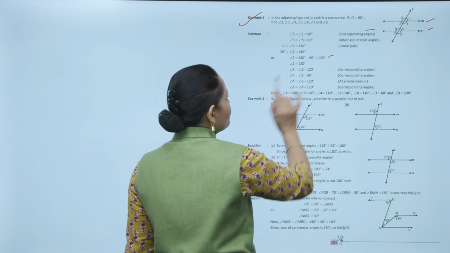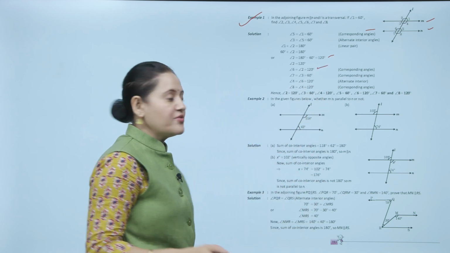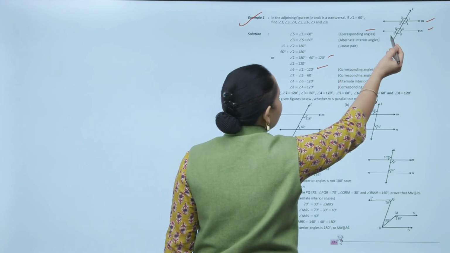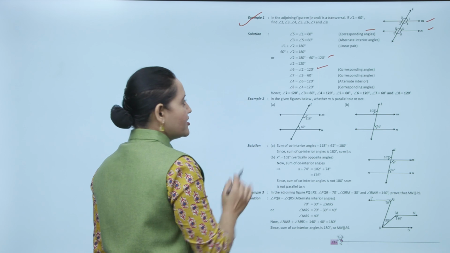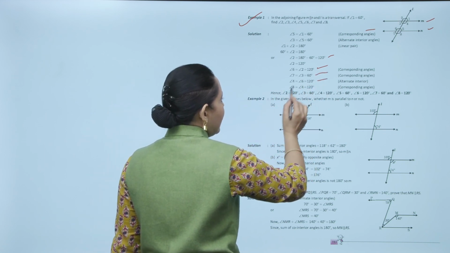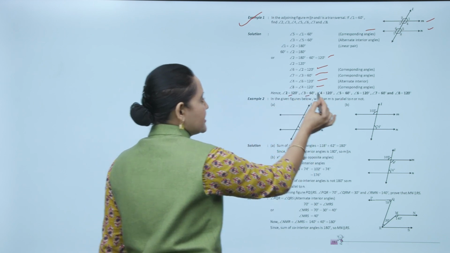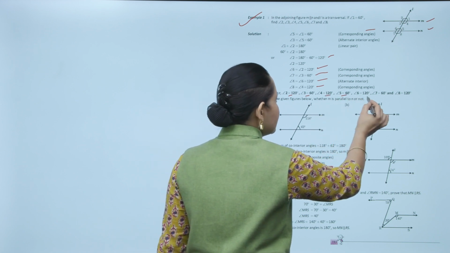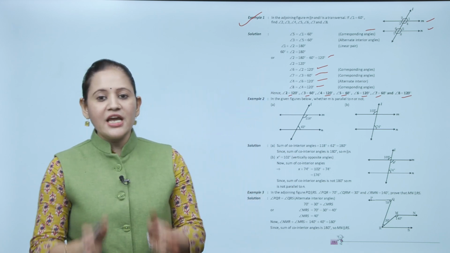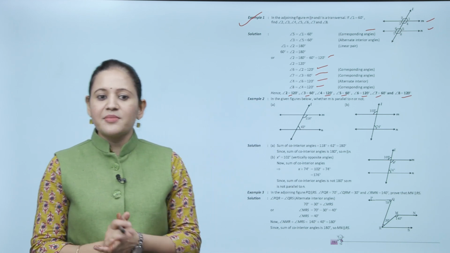Angle 6 and angle 2 are equal, corresponding angles. So angle 6 will be 120 degrees. Angle 7 and angle 3 are corresponding angles, so its value will be 60 degrees. 4 and 6 are equal, 120 degrees. 8 and 4, 120 degrees. So angle 2 is 120, 3 is 60, 4 is 120, 5 is 60, 6 is 120, 7 is 60 and 8 is 120. So one angle was given and we had to find the values of the other angles. In this way we can find them. Clear?